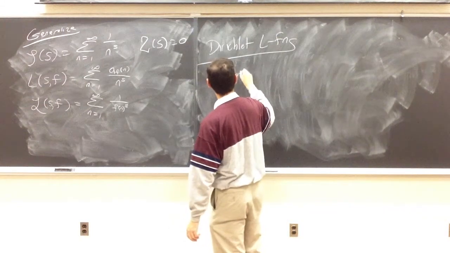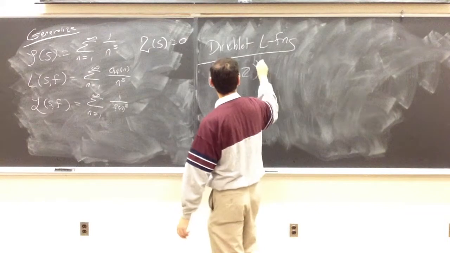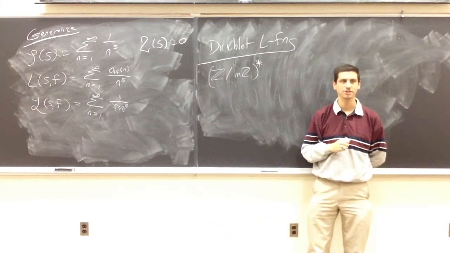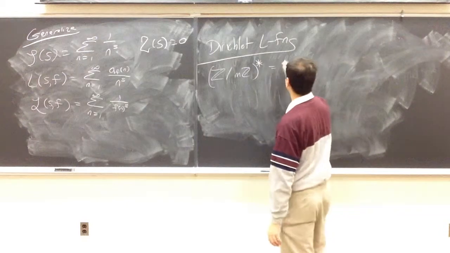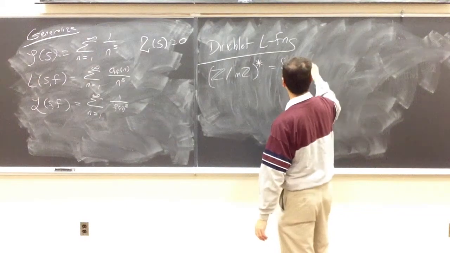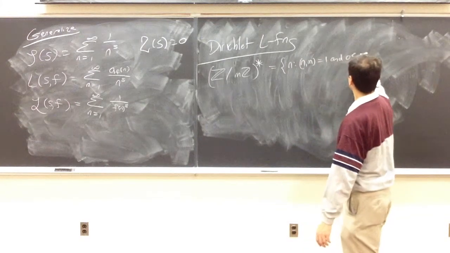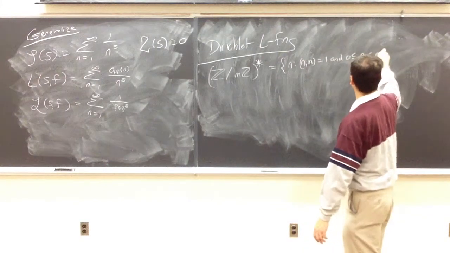So we'll look at the group (Z/mZ)*. All right. So this is the set of all integers that are relatively prime to m. So this is the set of all n with (n, m) = 1 and 0 less than or equal to n less than m.